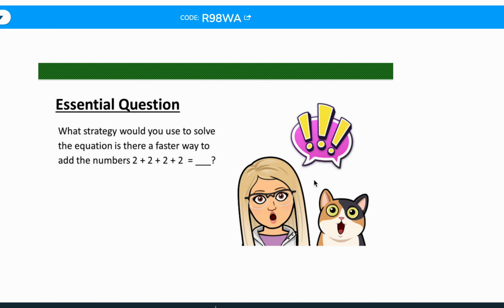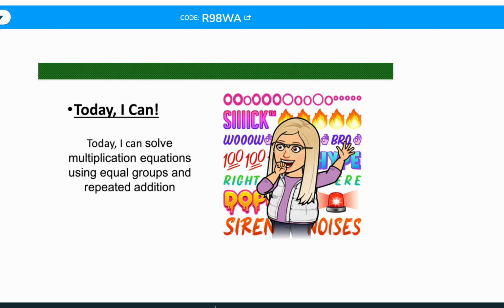Well, one way we can do this is doing 2 plus 2 is 4, plus 2 more is 6, plus 2 more is 8. I also know that I can skip count 2, 4, 6, 8, but I know that this is the same thing as also saying that there are four groups of the number 2. So today we're doing multiplication.